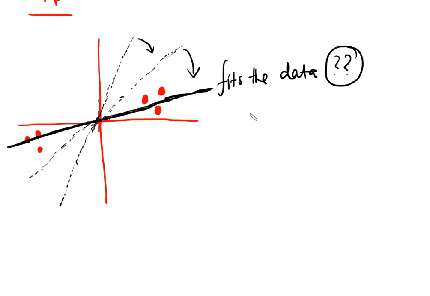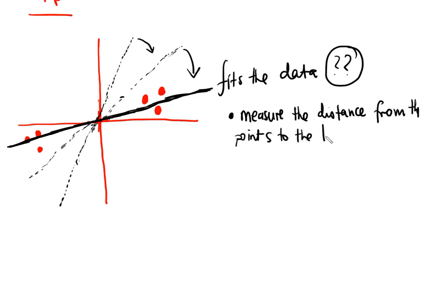Well, PCA measures this in two ways. Way number one is you can measure the distance from the points to the line, and find a line that minimizes these distances. Maybe some of you are guessing this already. Minimizes this, right?